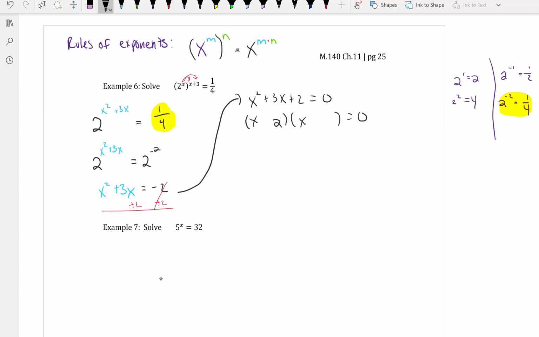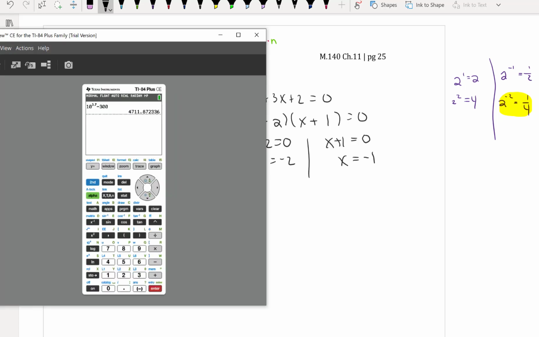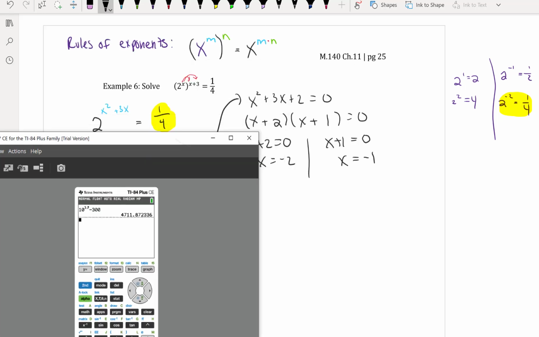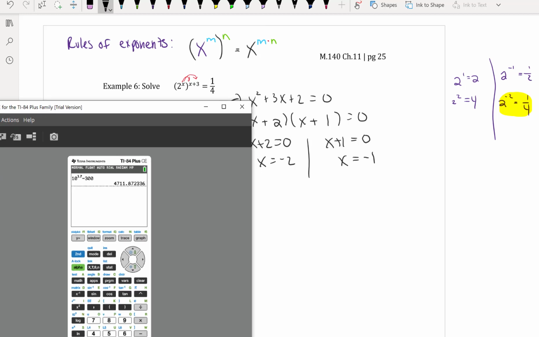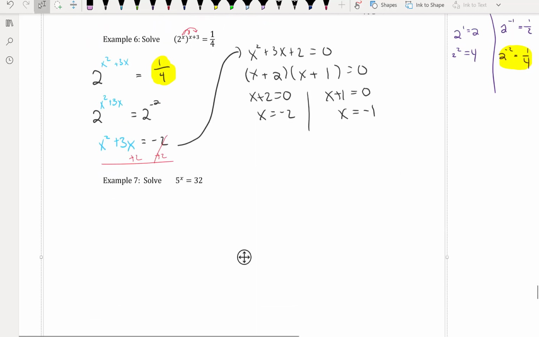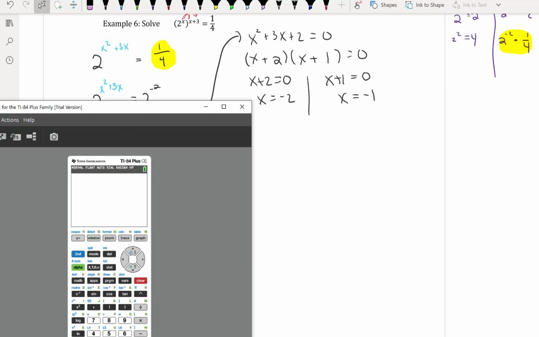So 2 times 1 is 2, and 2 plus 1 is 3. So x plus 2 is equal to 0. So x is equal to negative 2. x plus 1 is equal to 0. So x is equal to negative 1. So I'm going to go ahead and plug this into my calculator and see what I end up getting here. So let's see. Maybe I need to scroll this up a little bit more. Okay.